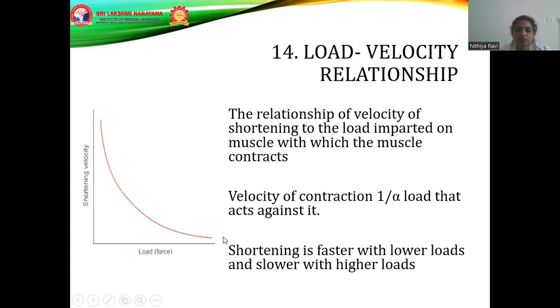Okay, so the shortening is faster with lower loads and slower with higher loads. So this denotes that the shortening will be faster when you have less load to act against, and slower when there are higher loads imparted on the muscle contraction.